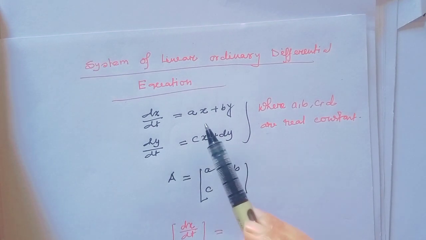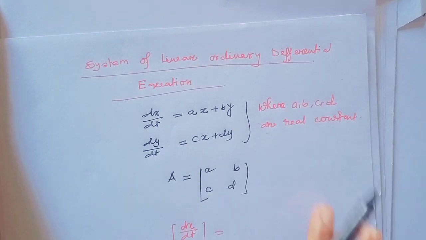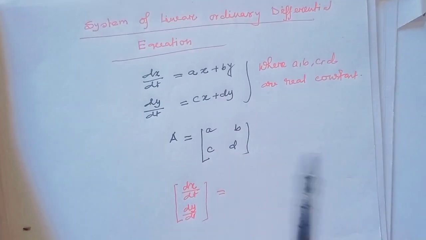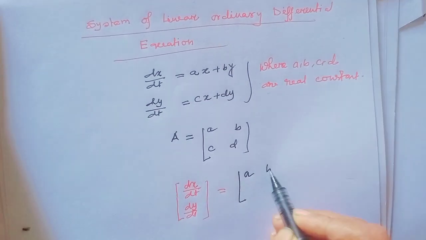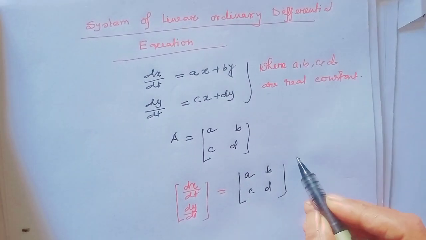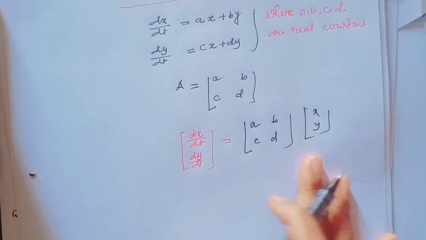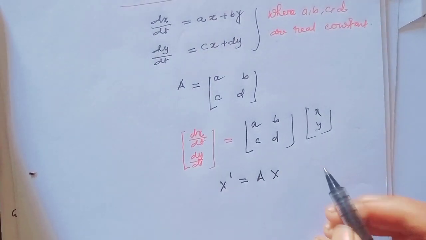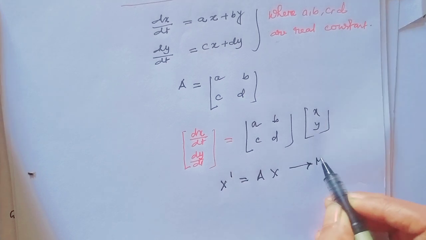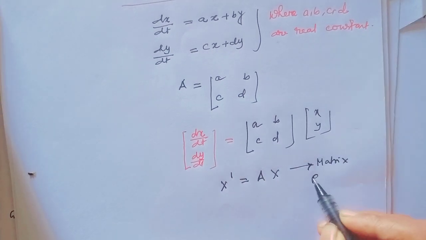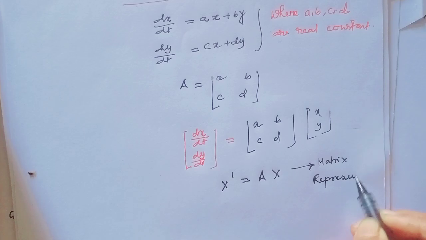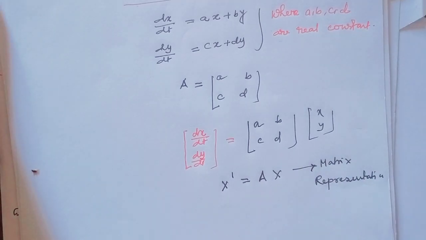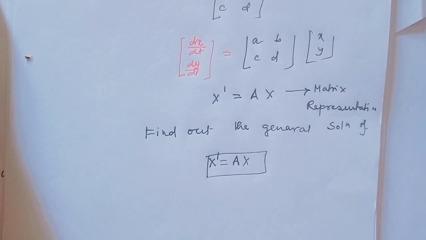Here capital A equal to the matrix a, b, c, d. Then dX/dt equal to the matrix a, b, c, d times the vector x, y. That implies X dash equal to AX. This is the matrix representation. The question is of this type: find the general solution of X dash equal to AX.